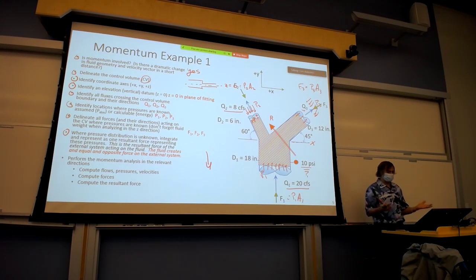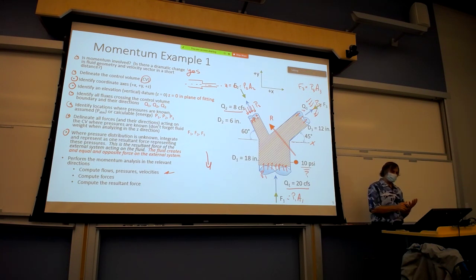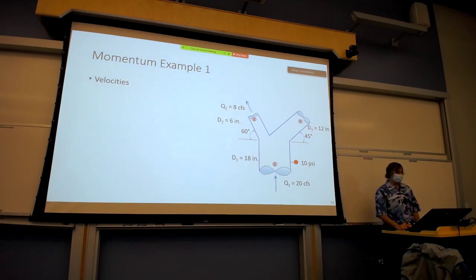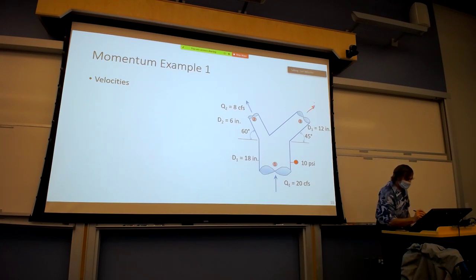So once we know this, now what we can do is perform the momentum analyses. We may need continuity to help us out with pressures and velocities. Because right now, if you look at the momentum equation, we know the pressure at 1, and we know the discharges at 1, 2, 3. From continuity, we can get the velocities at 1, 2, 3, but we don't have P2 and P3 yet. So follow these in order for the velocities. We know we have Q1, Q2, and Q3.